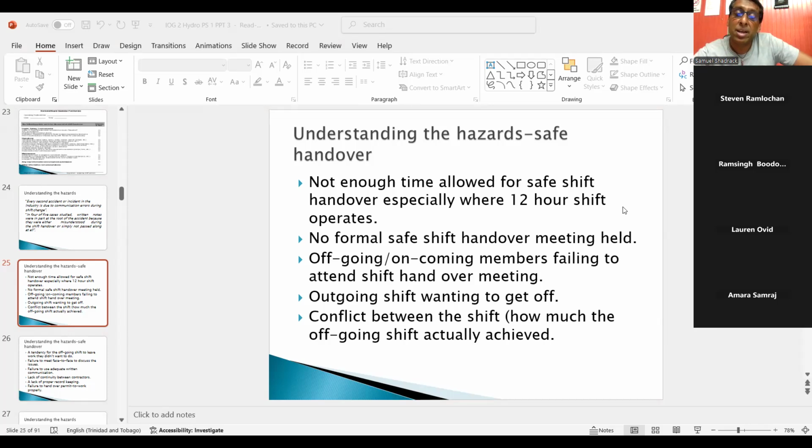Conflict between the shifts, right? You have my batch and your batch. We have our team and your team, right? So we do like that person in that day shift or whatever, right? So conflict between the shifts.